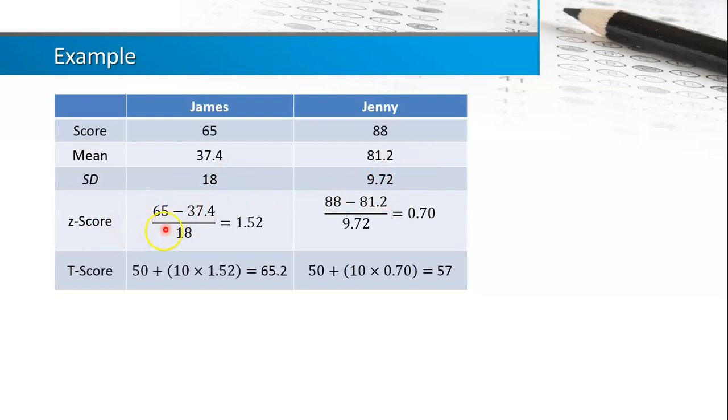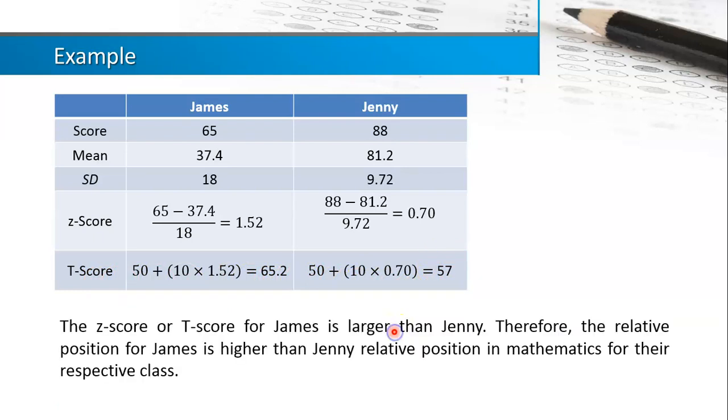Then calculate the Z score. As you can see here, 65 minus 37.4 divided by 18, you get 1.52, while Jenny's Z score is 0.7. Then the T score for James is 65.2, while Jenny's is 57. So the Z score for James is larger than Jenny's. Therefore, in relative position, James is higher than Jenny.